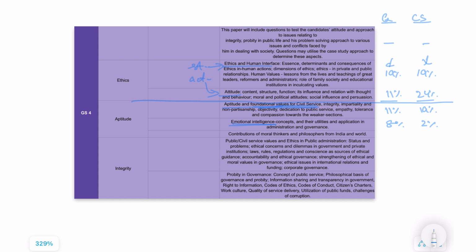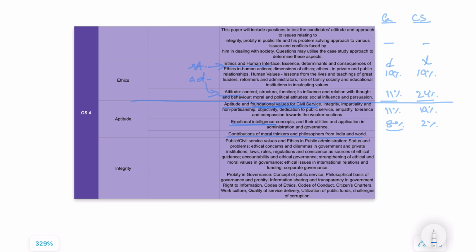See, it's difficult to ask emotional intelligence questions in application because you apply it in day-to-day life. You can't really talk about it. But that's why it's more on questions and less on the case studies. Then, contributions of moral thinkers and philosophers from the Indian world.